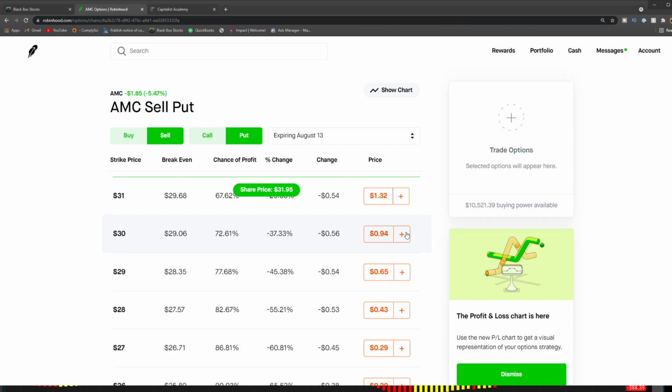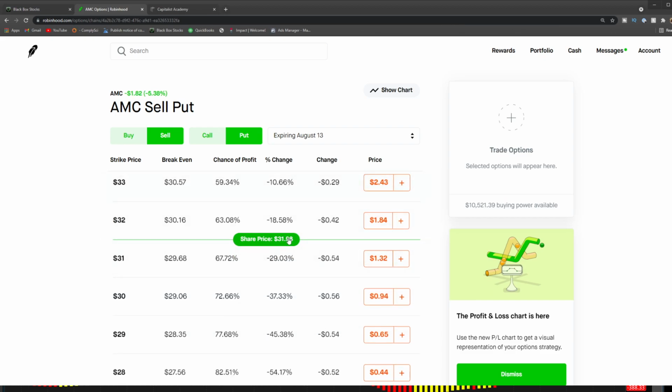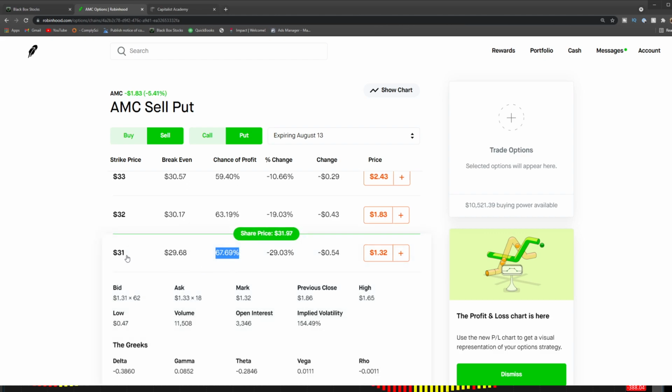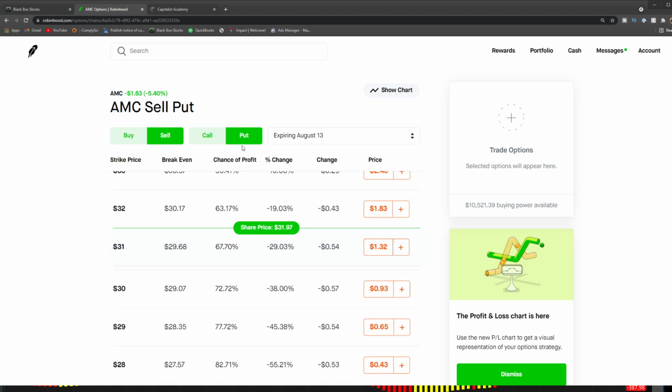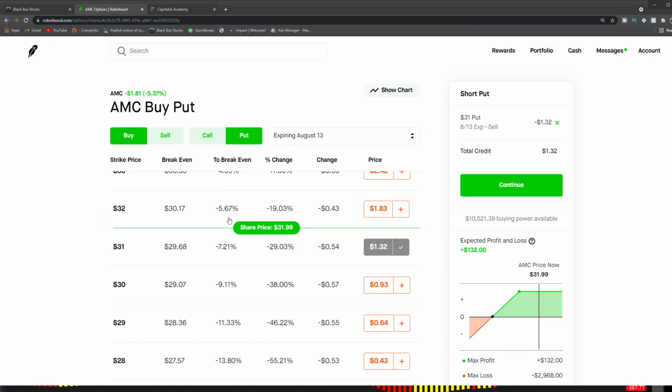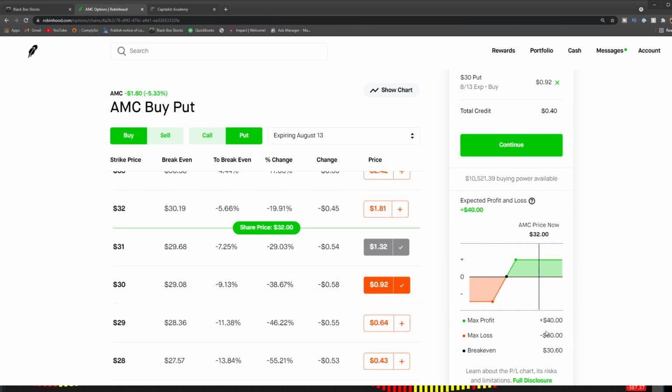Now, there are different ways to mess with this. The closer that you go to the share price right now, the lower chance you have of making money. So you can see that if I did a put credit spread for a 31 and a 30, I only have a 67% chance of making money. But you can see that if I go ahead and do this, I only have to put up 61 bucks to make $40, which is crazy.